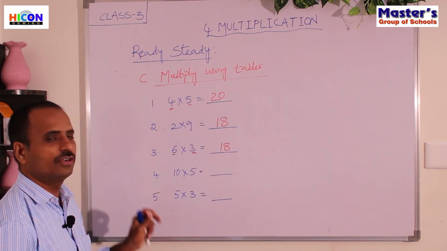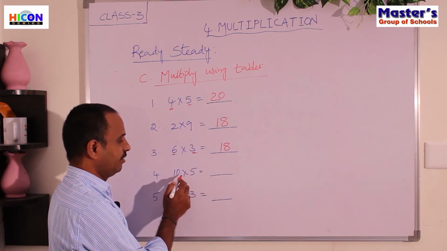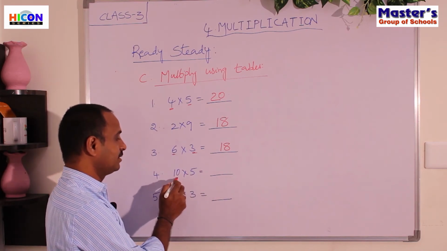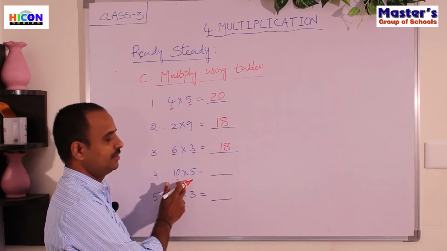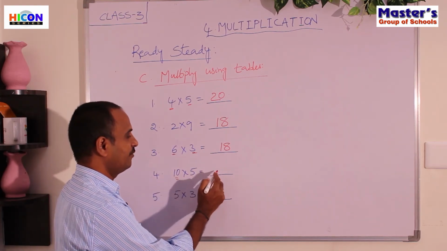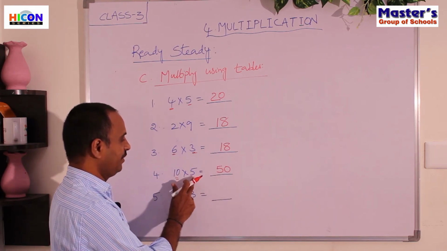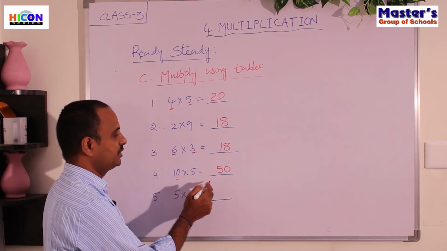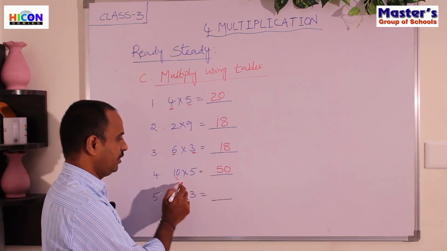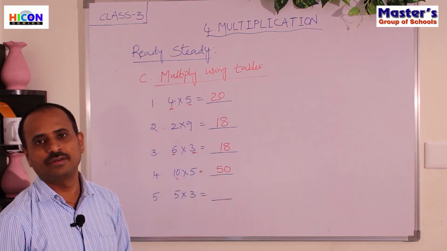Next, see the fourth one. 10 into 5. That means 10 fives. So it is the 10th table. So by using the 10th table, we can write this answer. So 10 fives, how much? 10 fives are 50. So that means the number 5 is added 10 times. The product of 10 and 5 is 50. Here 50 is called the product.